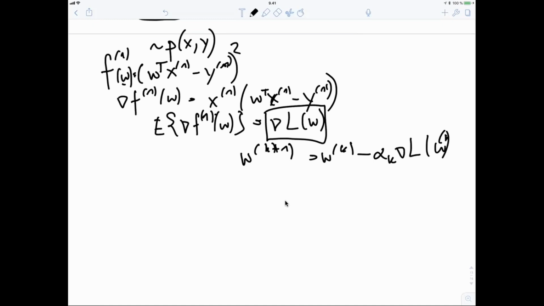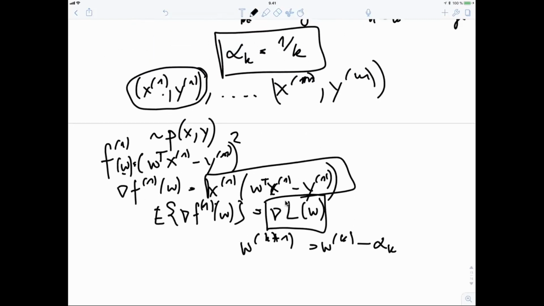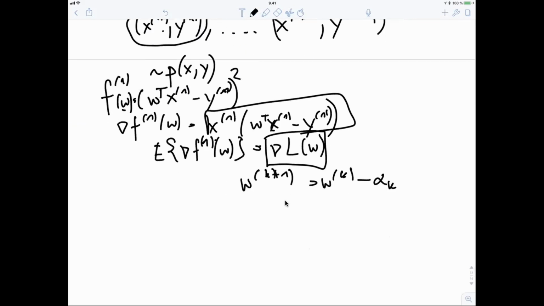But the problem always was that we do not know the risk. We only know IID realizations. But now we have the tool to solve this problem, because instead of using the gradient, we use a noisy estimate of the gradient. So we use this gradient of the kth data point. So we sequentially go over the first, over the second, over the third, until the mth data point, and use each new data point to do a new stochastic gradient descent iteration.